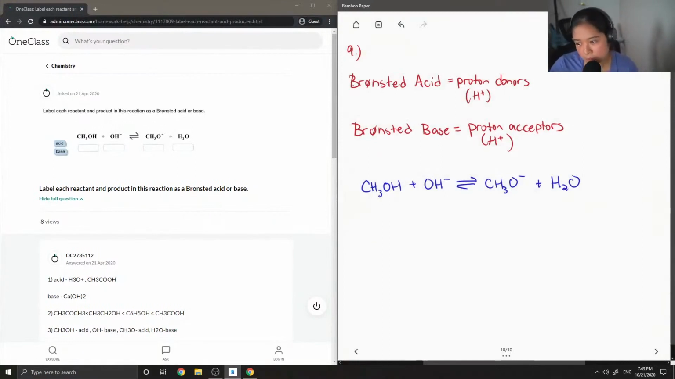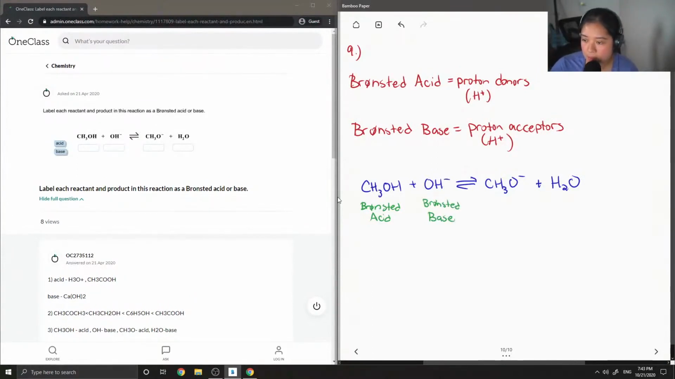Okay, so already we can see that our methanol was the one that donated its proton to the OH minus, making this the Bronsted acid. And our hydroxide ion is the Bronsted base.